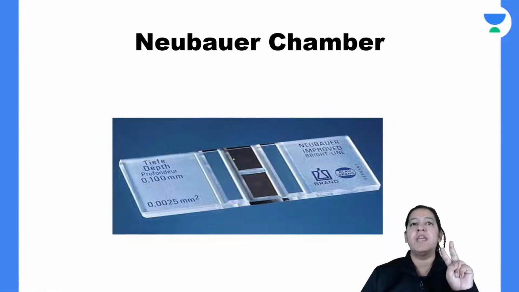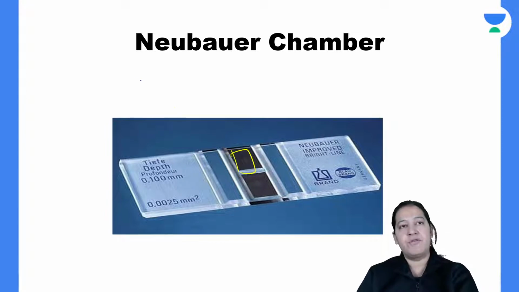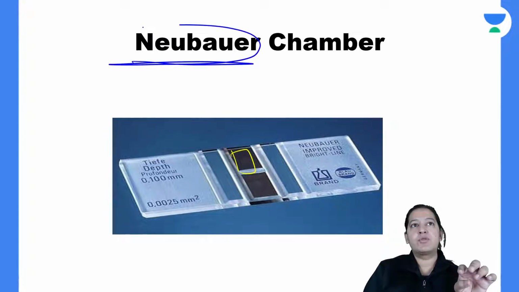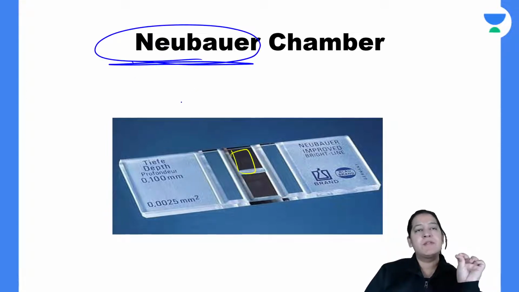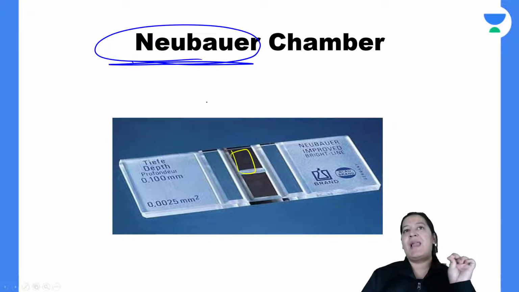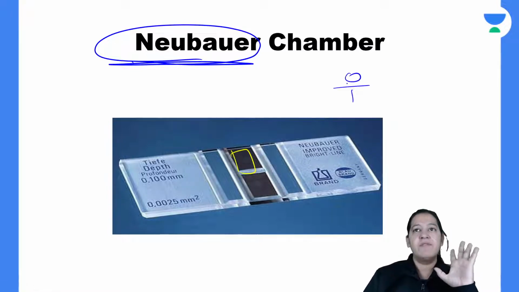The grid is on the Neubauer's chamber. See the spelling of Neubauer. Most of the students make a big mistake in the spelling, and out of the one mark we will give 0 marks to you.